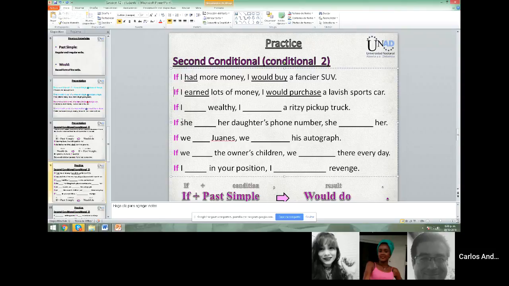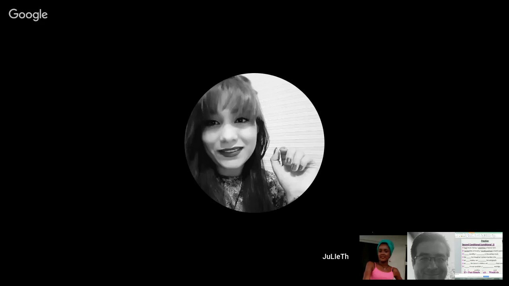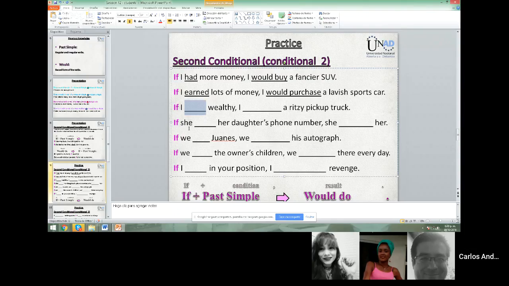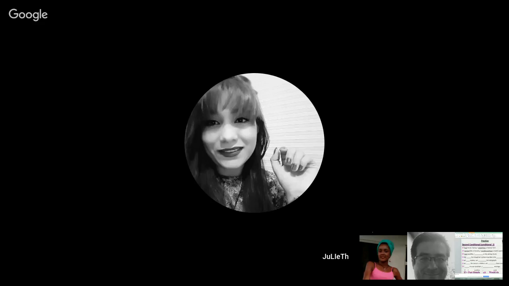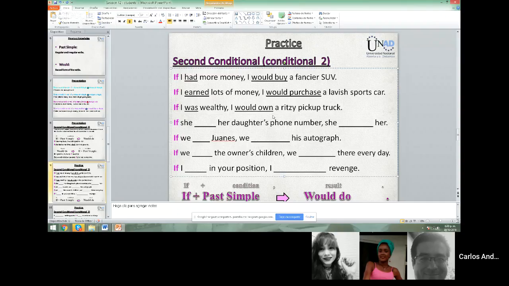So, Viviana, let's go ahead with the next one. It is almost the same, but you have to use different vocabulary. Go ahead. If I was wealthy... Say that again, please. If I was wealthy. Yes, okay, go ahead. Very good. I would own... own a ritzy pickup truck. That is very good. A ritzy pickup truck.